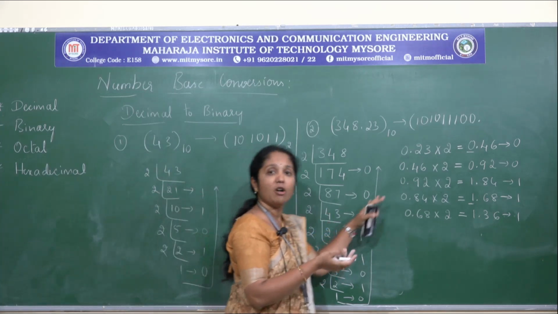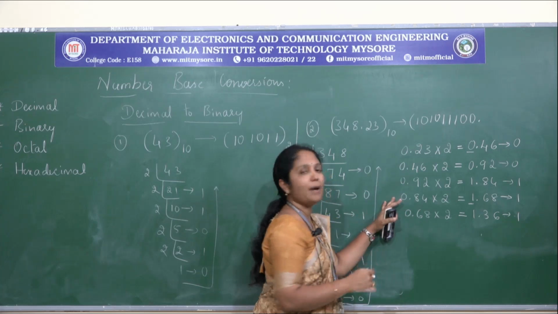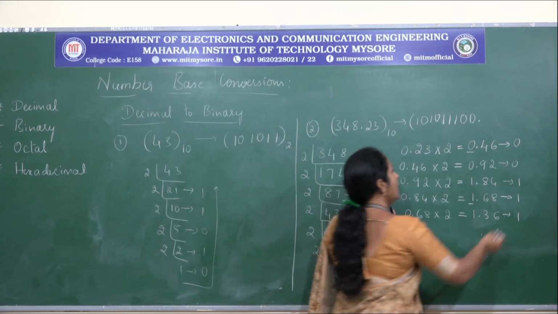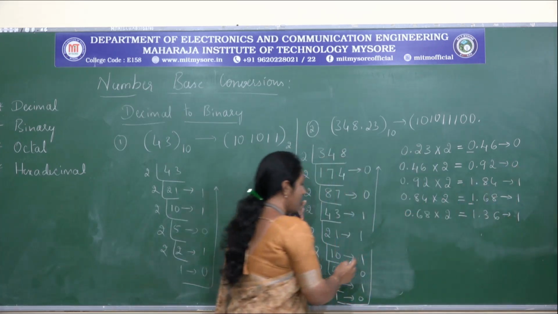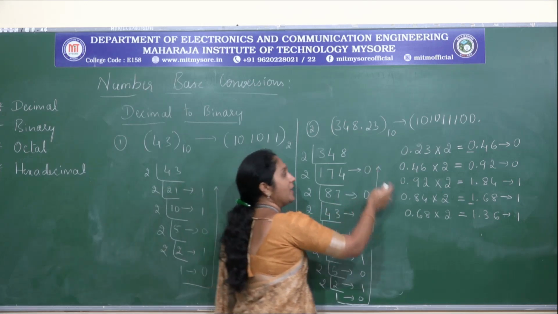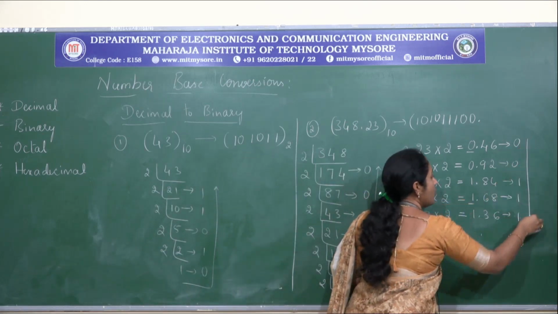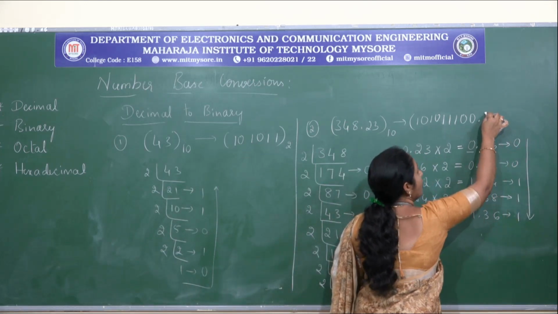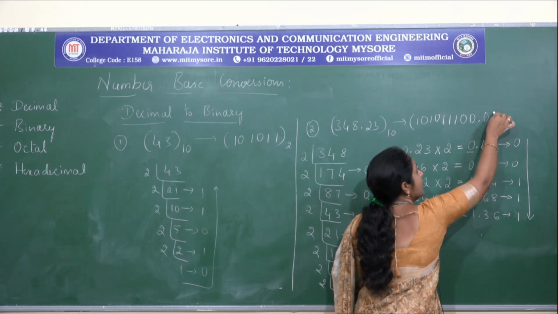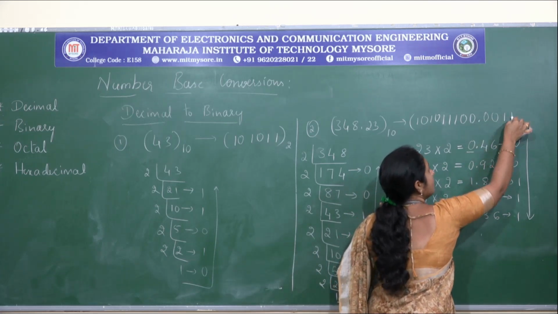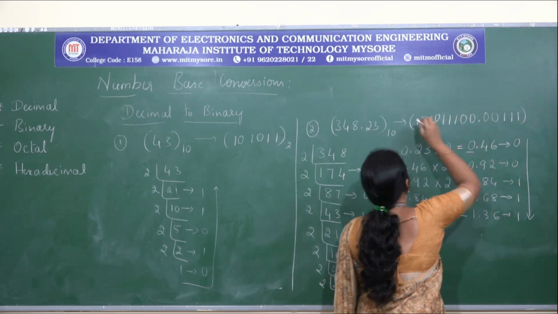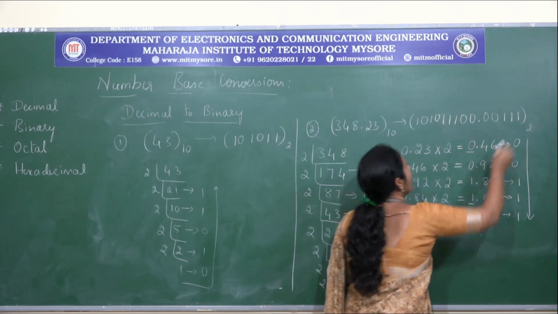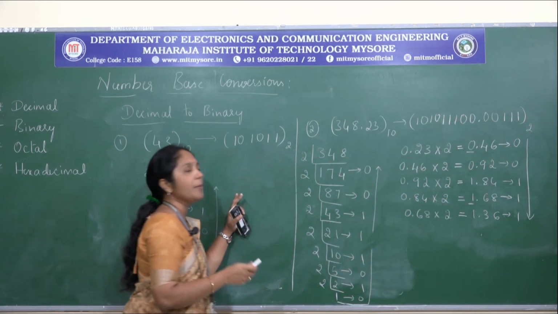Now, how to read or how to represent the fractional part in binary is very important. In the earlier case we read from bottom to top. In this case, we need to read from top to bottom. Therefore, all of you observe. So how to write? 0, 0, 1, 1, 1. So this is the binary equivalent of the given decimal number.